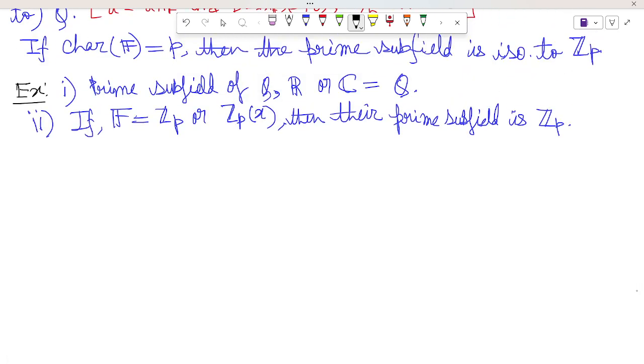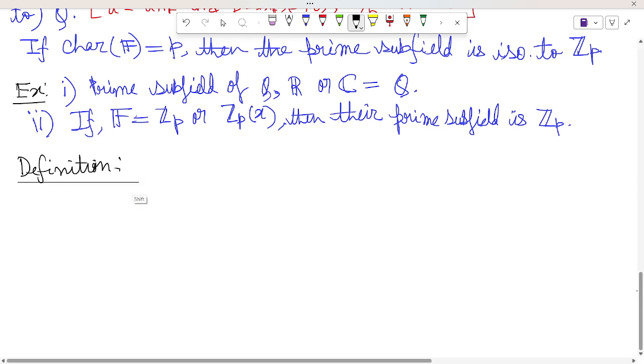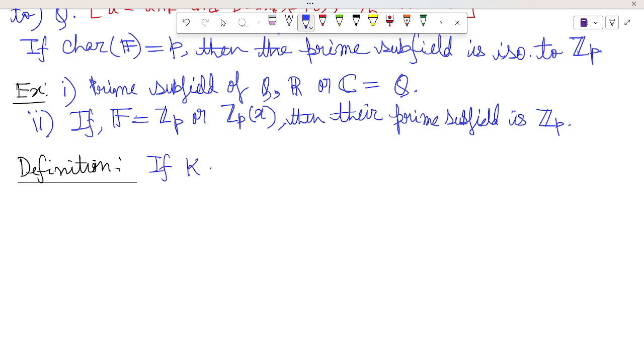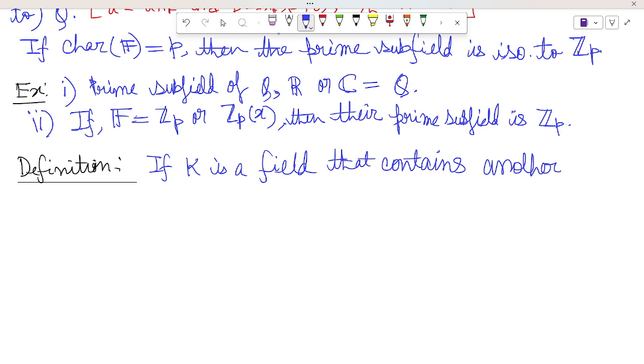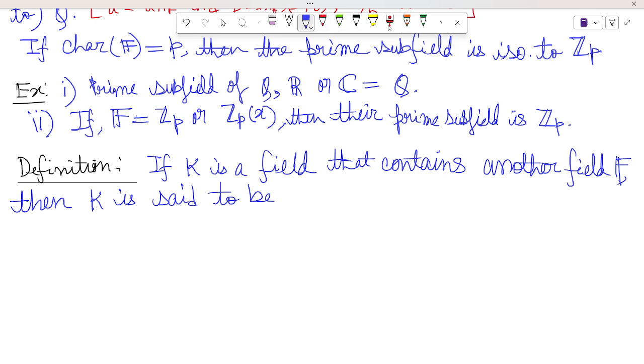Next is about field extension. The definition of field extension: if K is a field that contains another field F, then K is said to be a field extension of F.